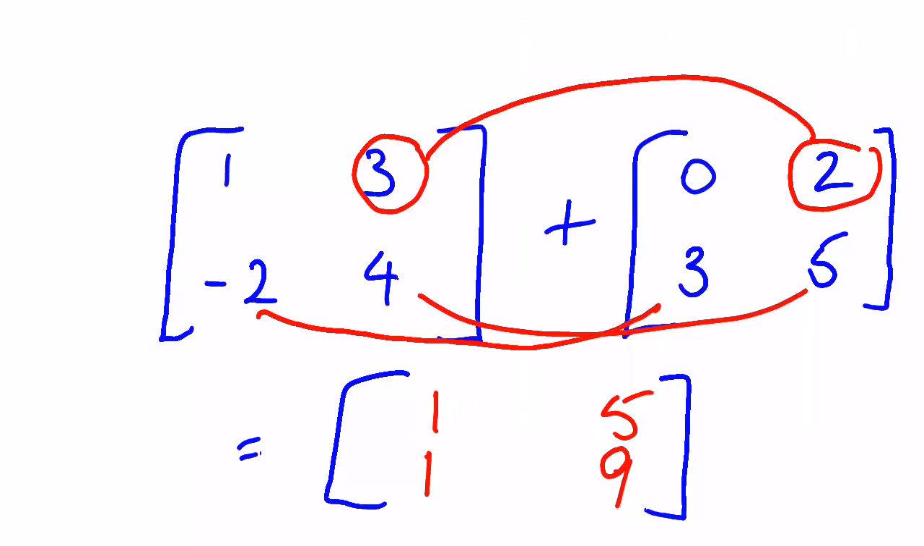Well, I need them to be of the same order because if I try and add things with different numbers of elements, I won't know what to do. It's not the same to have something missing as it is to have 0. Let me show you what I mean by that.